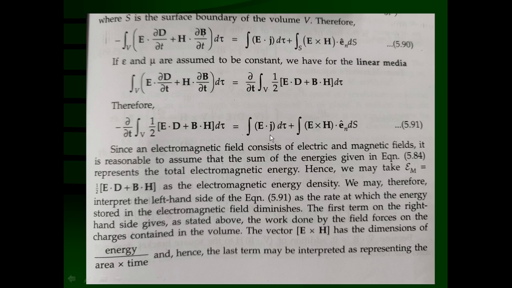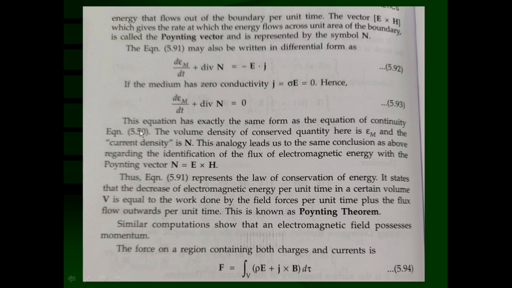So part of the energy is utilized for work done. That means charge is moving inside, and for that, part of the energy is utilized as work done. And part of the energy comes out of the boundary, or out of the surface, per unit time. This way, equation 5.91 is a representation of the energy conservation law, and it is known as the Poynting theorem. So, conservation of energy, and this is known as the Poynting theorem.